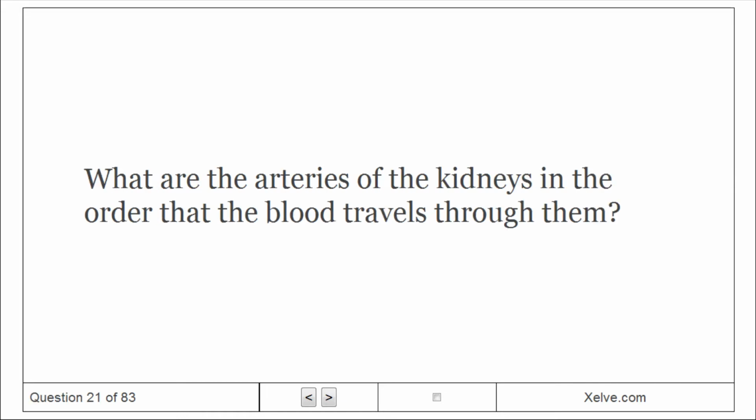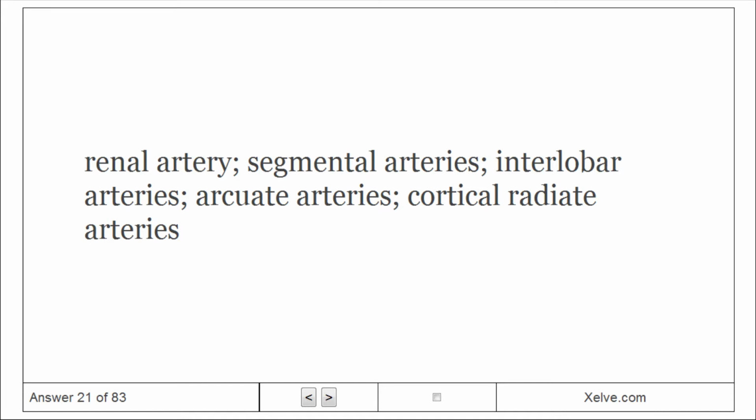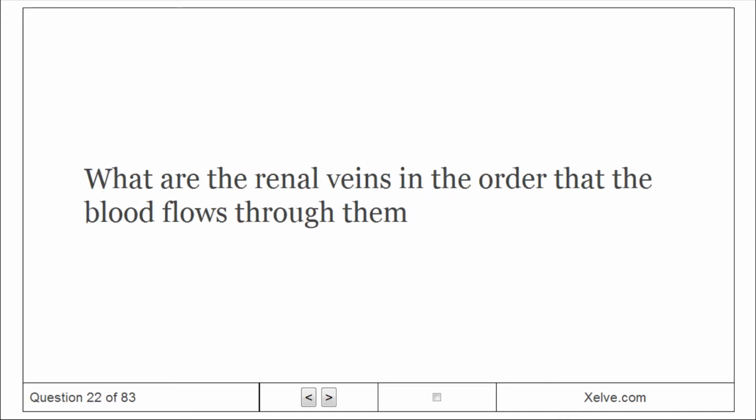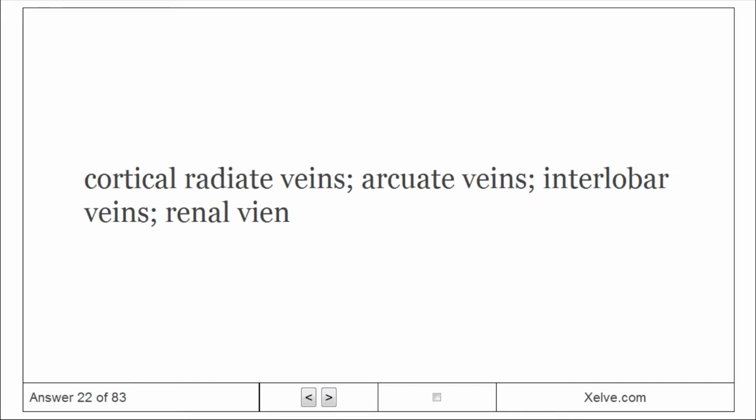What are the arteries of the kidneys in the order that the blood travels through them? Renal artery, segmental arteries, interlobar arteries, arcuate arteries, cortical radiate arteries. What are the renal veins in the order that the blood flows through them? Cortical radiate veins, arcuate veins, interlobar veins, renal vein.